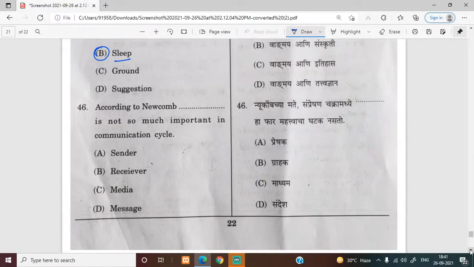According to Newcomb, according to him, dash is not much important in the communication cycle. So here the options are sender, receiver, media or message. So according to Newcomb, there were three components in his model. It was topic, sender and receiver. So a receiver was there, a topic or you could say a message was there, and a sender was there. So this is what was there in the Newcomb model. So media is not so much important in his model. So here the right answer is option C, media.